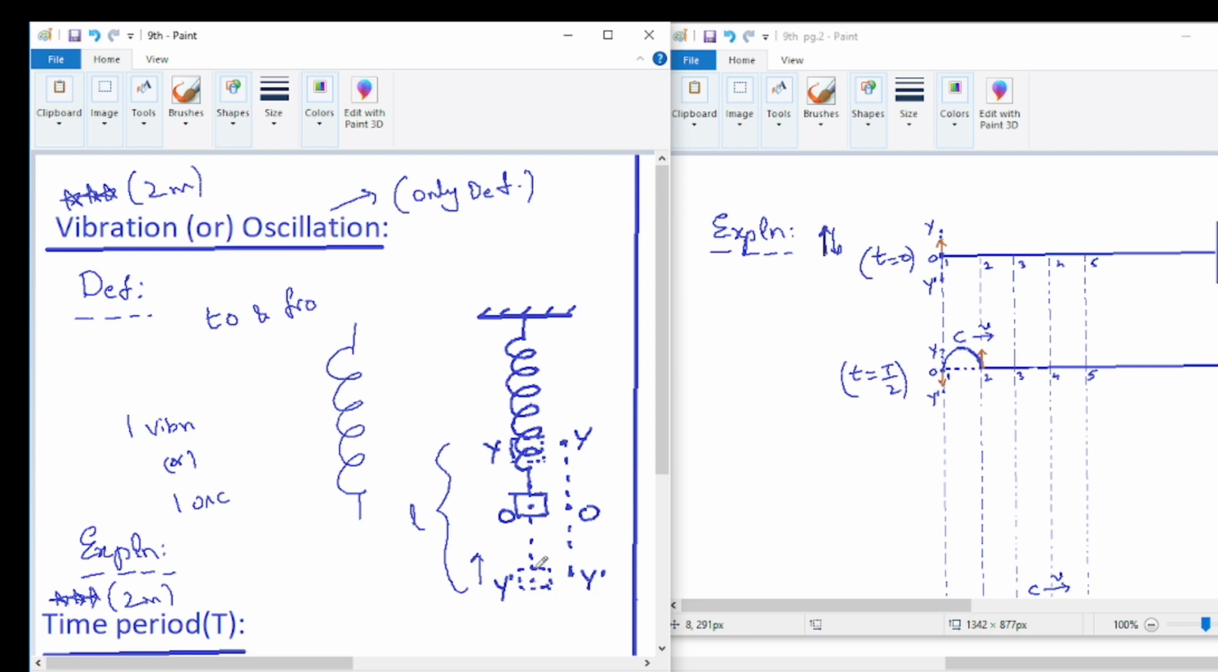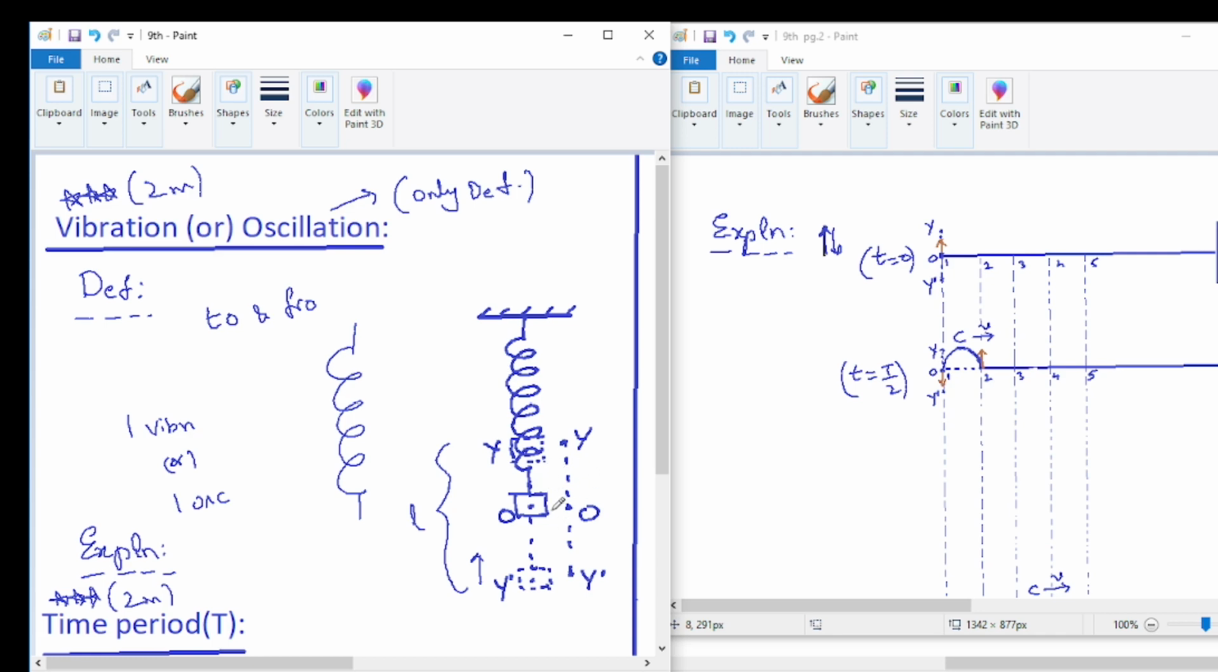The best way to imagine the vibratory motion is complete upward motion Y dash to Y, and then from Y to Y dash. This one complete upward motion and one complete downward motion together, it's called as what? One vibration or one oscillation. So this itself is defined as one vibration or one oscillation.